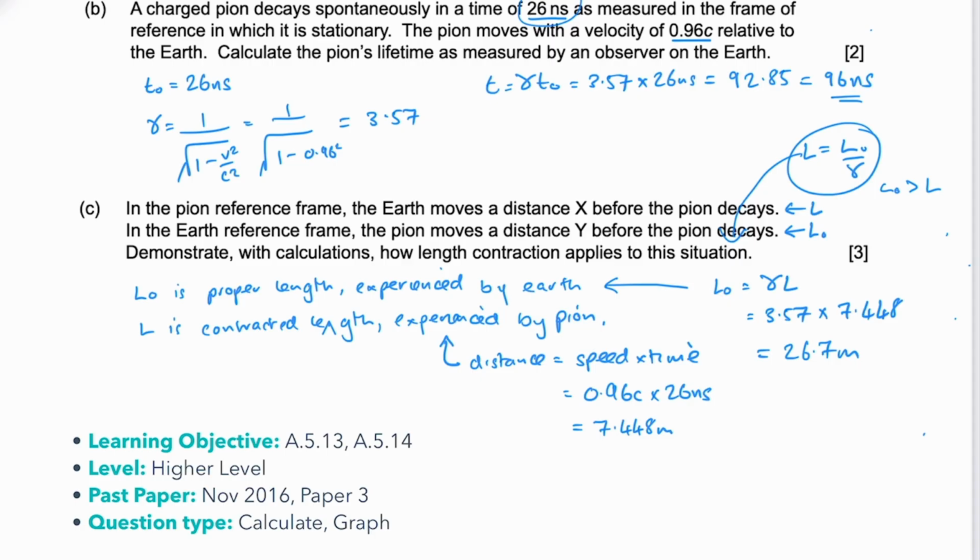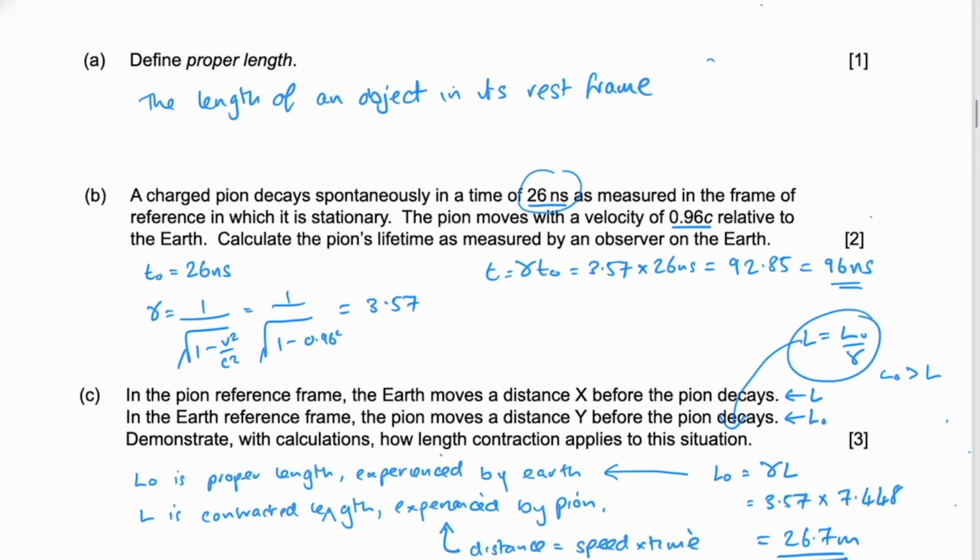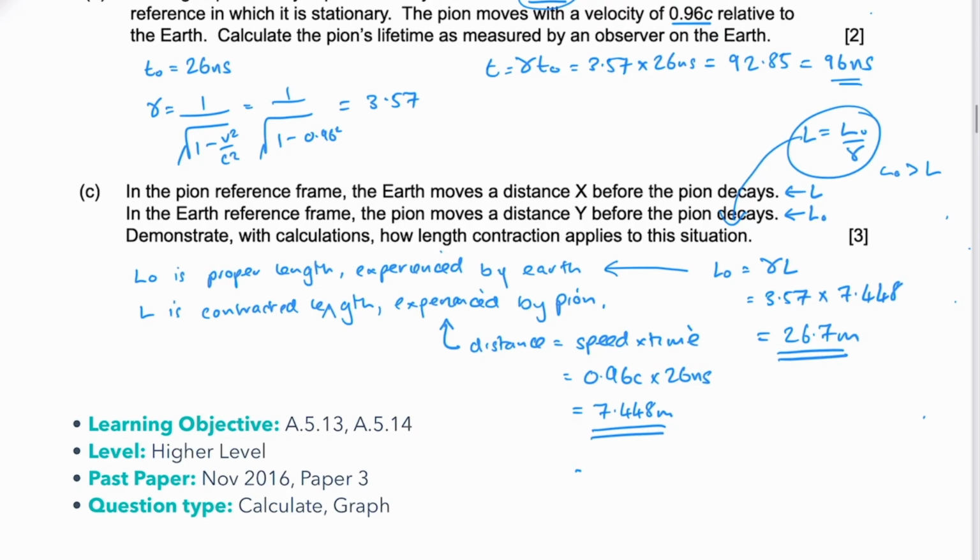So the Earth experiences it moving 26.7 meters. The pion itself thinks it only moves 7.448 meters. Oh, actually, let's bring that down to the right number of significant figures. They both need to be at 2 significant figures, don't they?